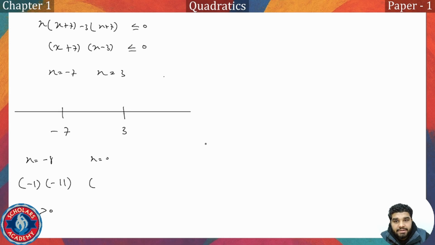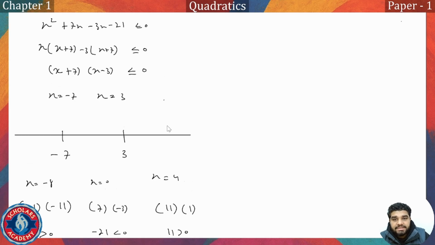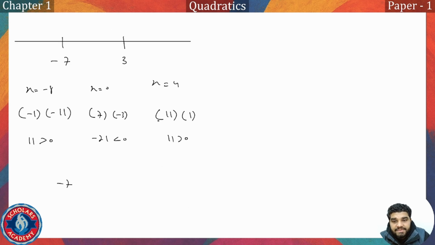If I substitute it, I get 7 and negative 3. It is negative 21, less than 0. Yes, we'll take this. If I check the third one, x is equal to 4, I get 11 and 1, which is 11 greater than 0. So I'll not take the third one. The interval that we are taking is, since it is with equality, negative 7 is less than or equal to x is less than or equal to 3.